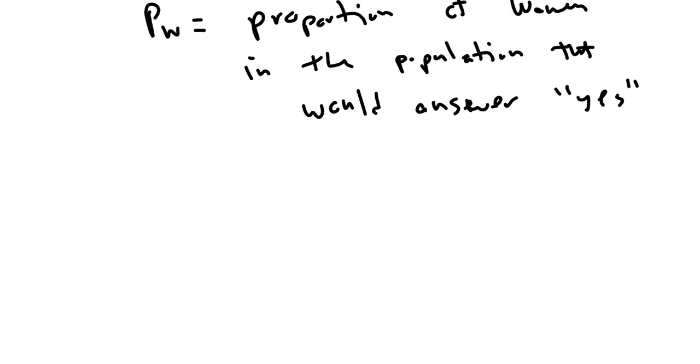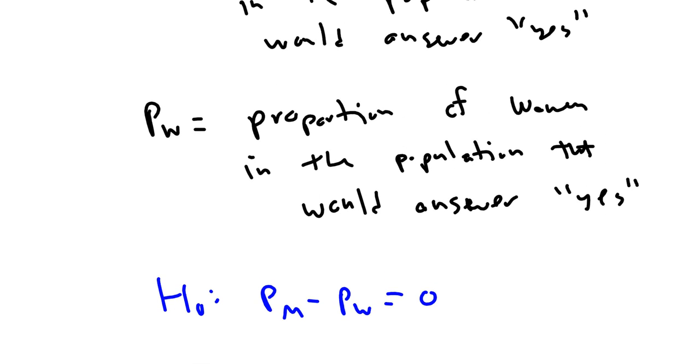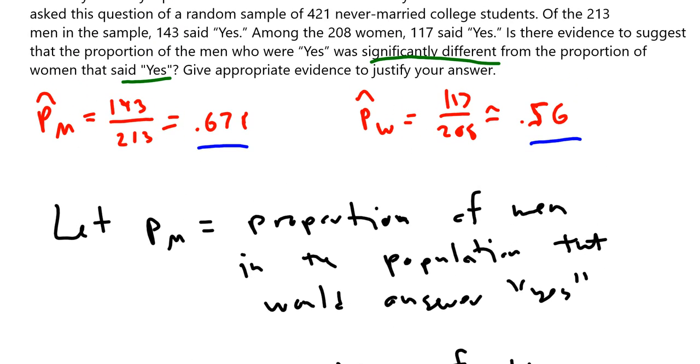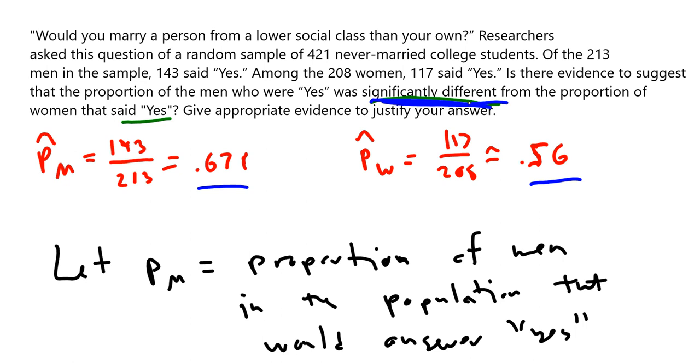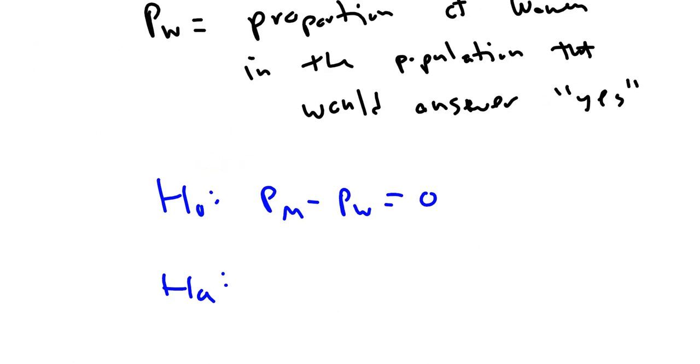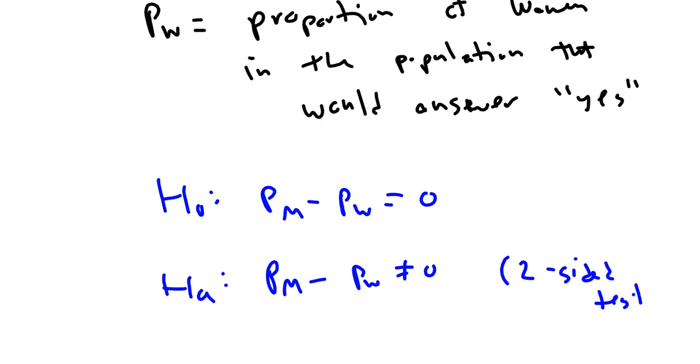Typically, it's just like we always do. H0 indicates there's no difference in the two populations, so we would say that P sub m minus P sub w is equal to 0. And HA is usually what you suspect as a researcher. In this case, the question is is there a significant difference? So there's no direction implied that one's bigger than the other. So we're just going to say that P sub m minus P sub w does not equal 0. This is sometimes called a two-sided test. It's called two-sided when your HA, your alternate hypothesis, is not equal to.